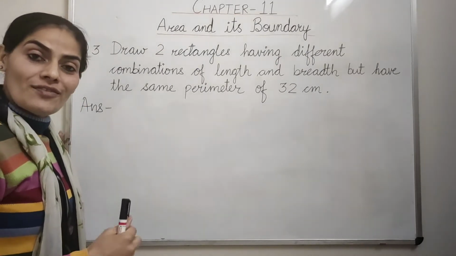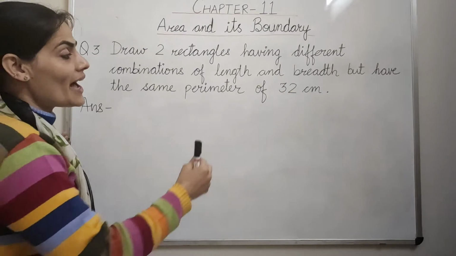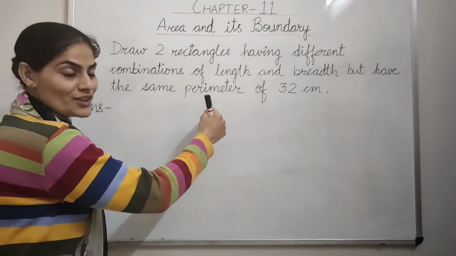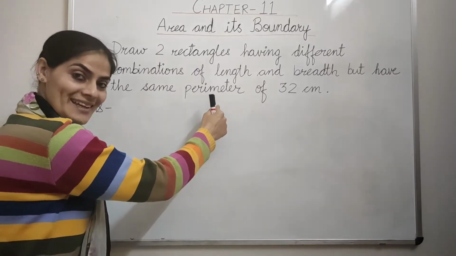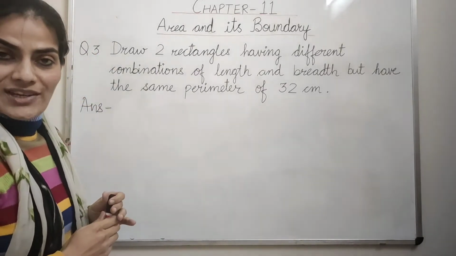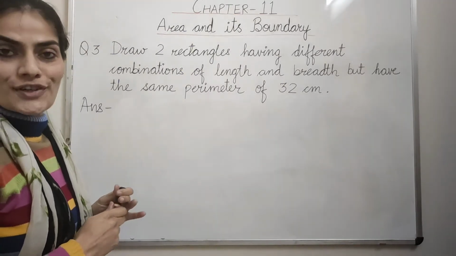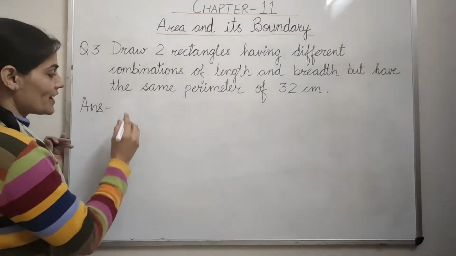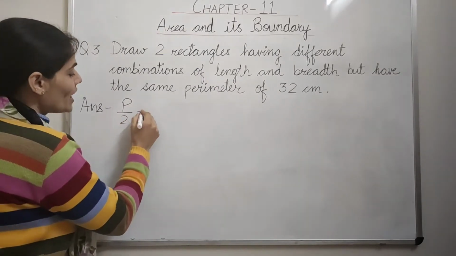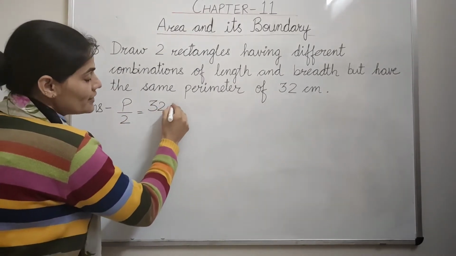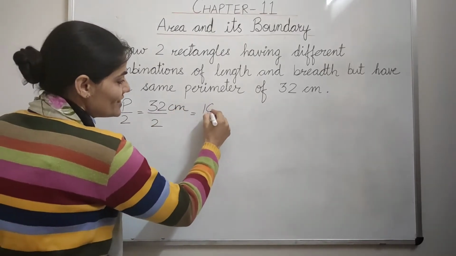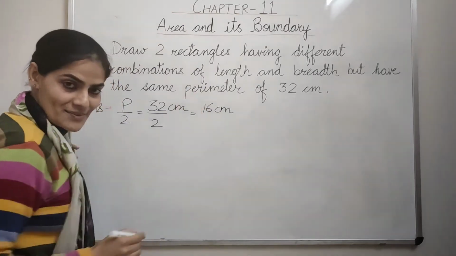Beta, in the previous two questions, I gave you area. This time I have given you the perimeter. Clear? So, when we are given the perimeter in the question, what are we going to do first of all? We'll find half of the perimeter. Now, half of 32 centimeter is equal to 16 centimeter.